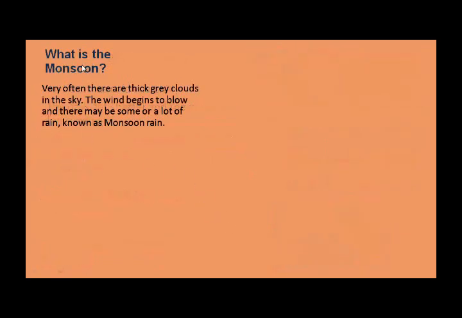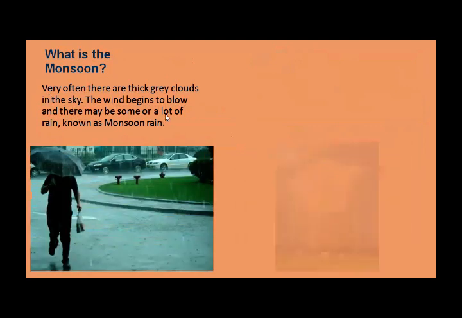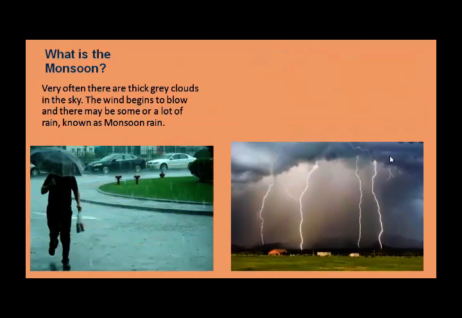And what is the monsoon? In the monsoon, very often there are thick gray clouds in the sky. You can see here the thick gray clouds in the sky. The wind, meaning moving air, begins to blow, and there may be a lot of rain, and this is known as the monsoon rain.